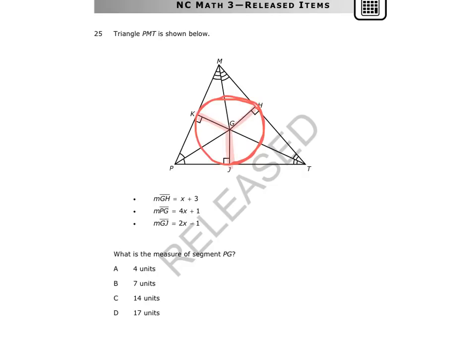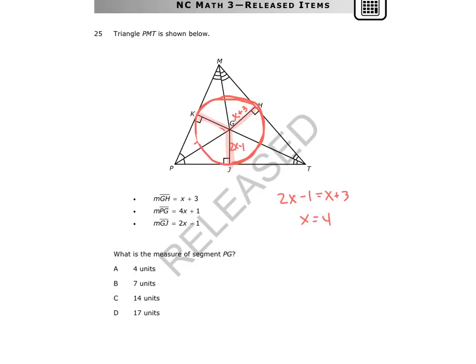So I'm going to look at the things they gave me, and see what can be set equal. So GH is x plus 3. PG, so this whole thing here, I'm not going to mark it yet because I don't know if I'll need it. And GJ, that's another radius, is 2x minus 1. So the first thing I'm going to do is 2x minus 1 equals x plus 3 and solve. That's going to give me x equals 4.